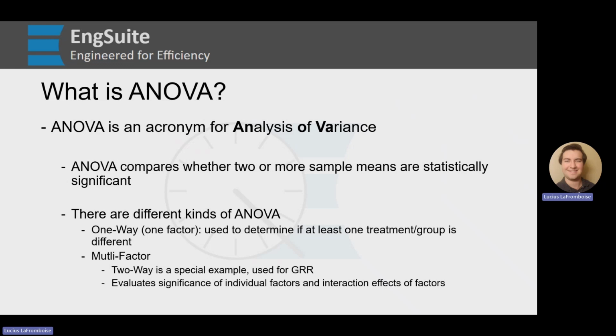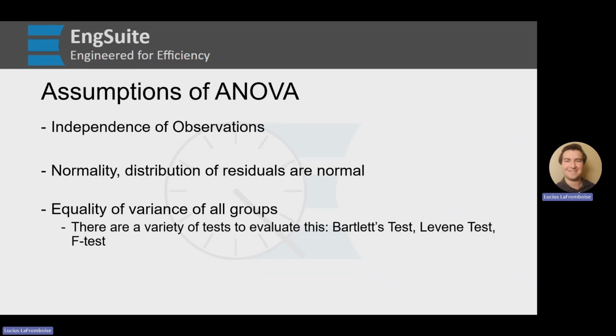And there's a special example of the two-way, which is the gauge R&R. Gauge R&Rs are built off of that two-way ANOVA, where one factor is your operators and one factor is your parts, and we look to see if there's a significant effect of different operators or different parts on the gauge, or if there's an interaction. So maybe some operators measure certain parts differently than other operators. We'll get into all of that a little more when we get on to two-way ANOVAs and especially our gauge R&R video.